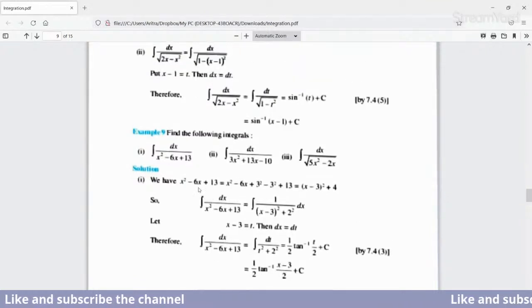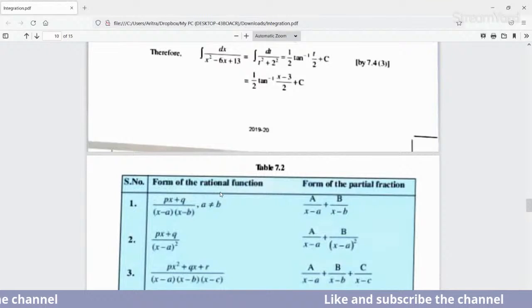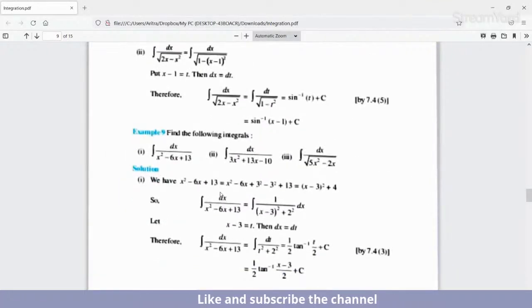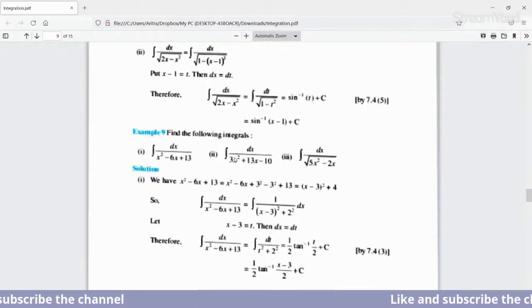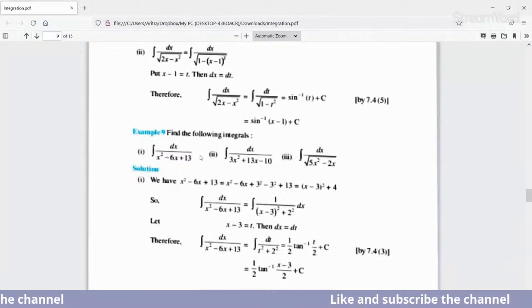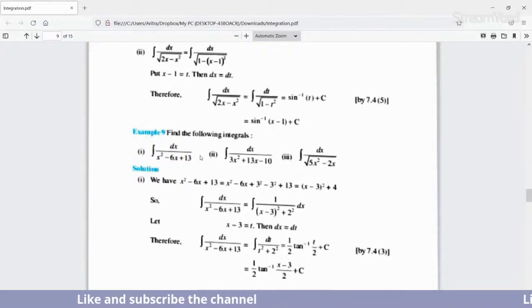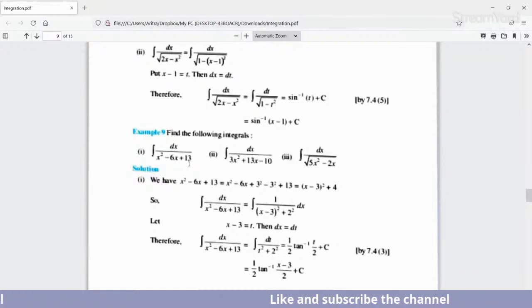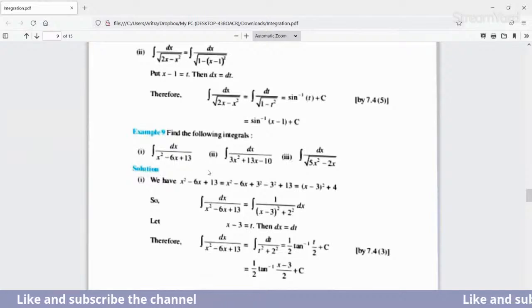These are the numericals based on the same formula. Just see the first one itself, and the rest all depend on the adjustment that I've shown you. So, integration of dx by x square minus 6x plus 13. Just see how they are adjusting it here. What is this? X square minus 6x. 6x is basically 2 into 3 into x, right? So here it should be x square minus 6x plus 9 plus 4. But when you are adding 9, the question is changing. So to adjust it, you just have to subtract 9 as well.